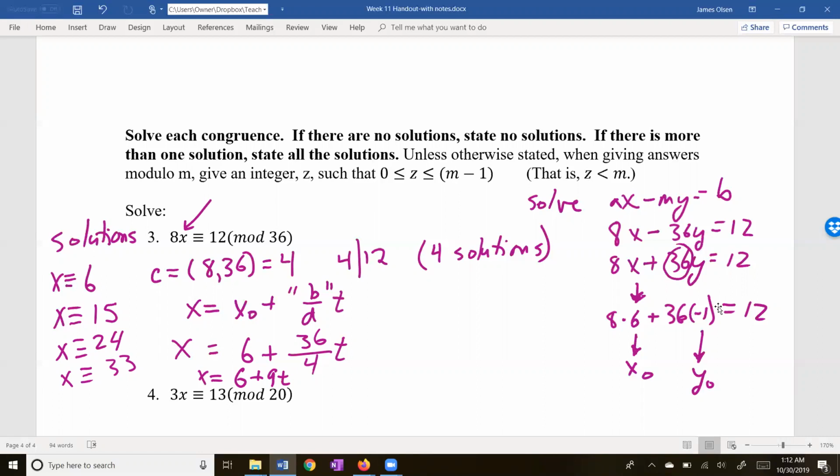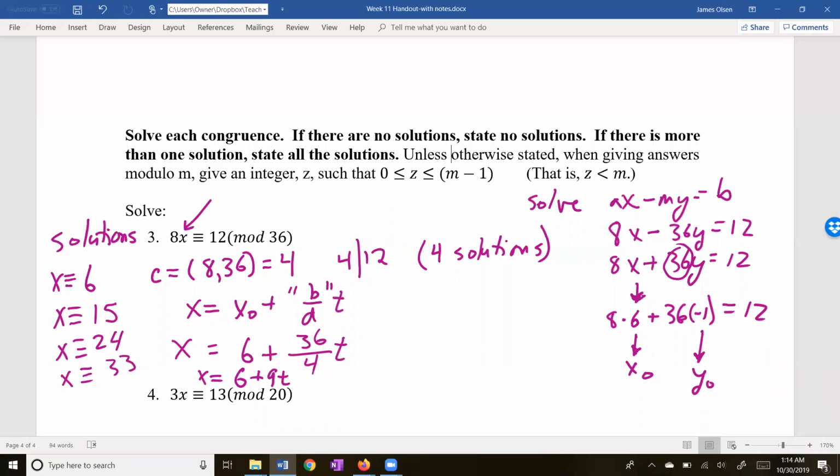Now, the beauty of this, which is oftentimes true in mathematics, is that we can check our answer. 8 times 15 is 120. Now the question is, is 120 congruent to 12 mod 36? Yes, it is. 120 minus 12 is 108, and 108 divided by 36 does come out even. Similarly, you can check 24 and you can check 33.